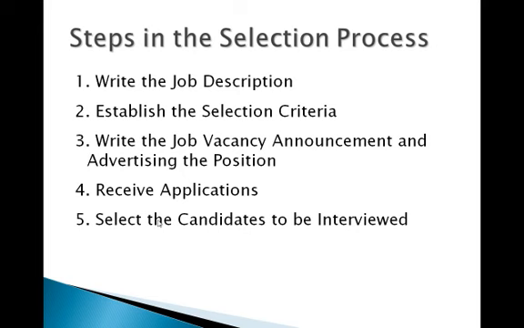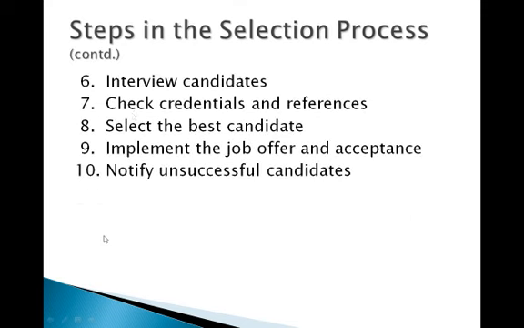And I'm going to go through quickly these steps as Rebore gives you. The first is to write the job description, to establish the selection criteria. 3, write the job vacancy announcement. 4, receive applications. 5, select the candidates to be interviewed. 6, interview the candidates. 7, check credentials, references. 8, select the best candidate. 9, implement the job offer and acceptance and notify unsuccessful candidates.